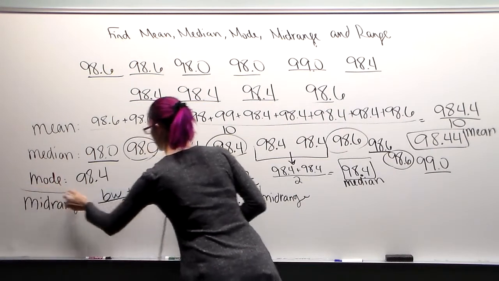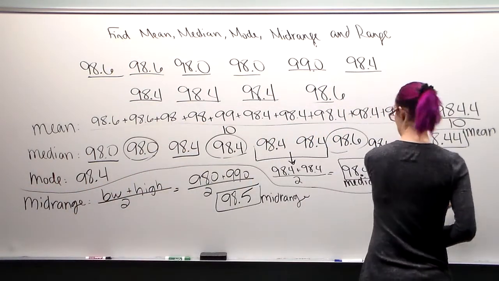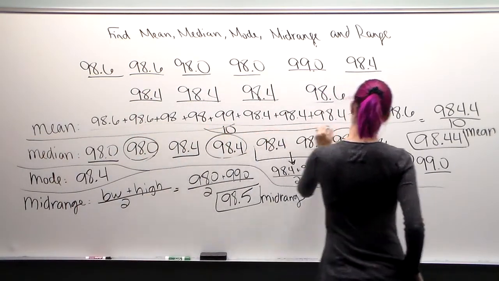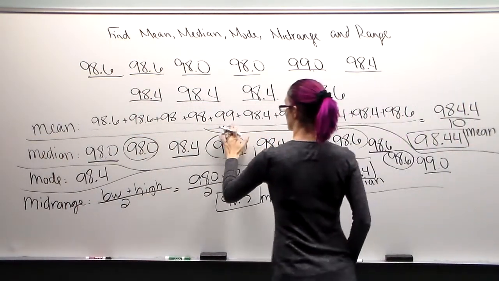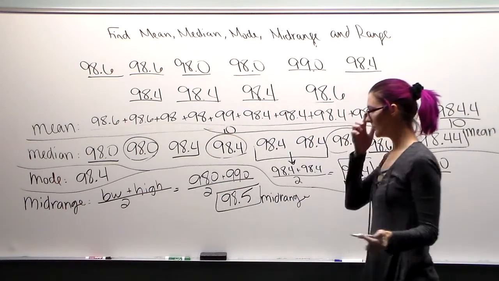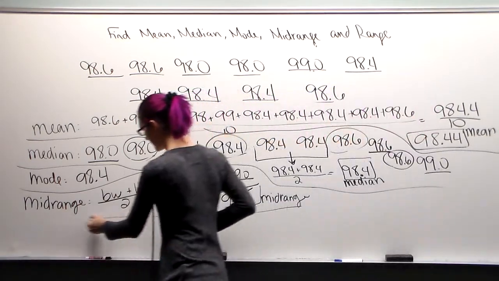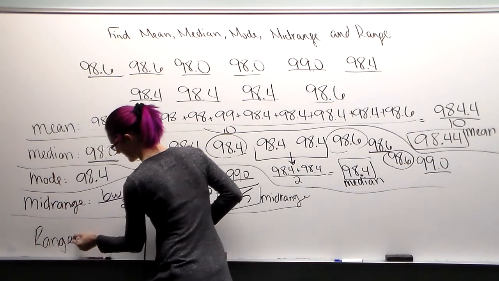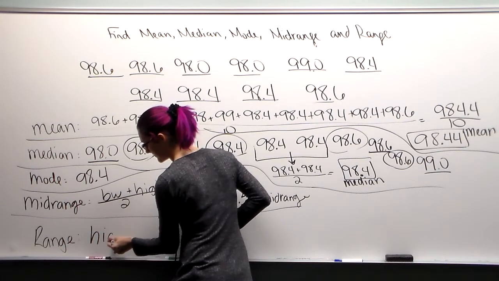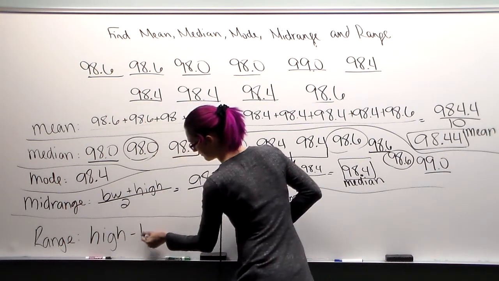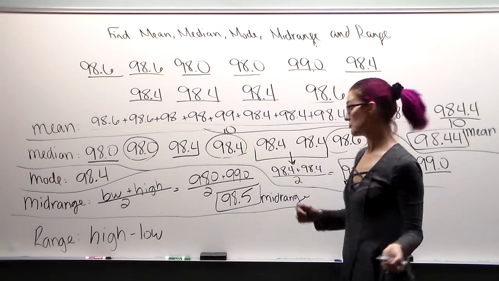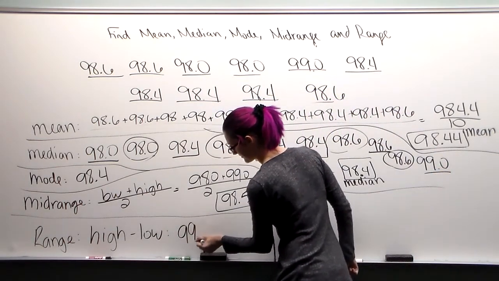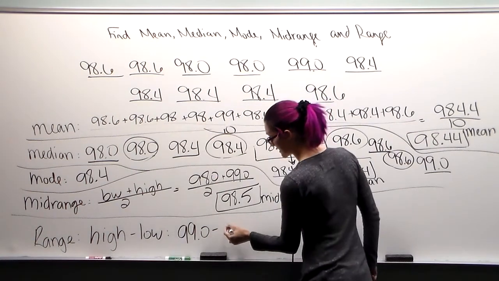So if it helps, like that. Mode just had its own little part. And there's your mean. Okay. The last one we have is your range. Range is going to be the highest value minus the lowest value. So my highest value was 99. And my lowest value was 98.